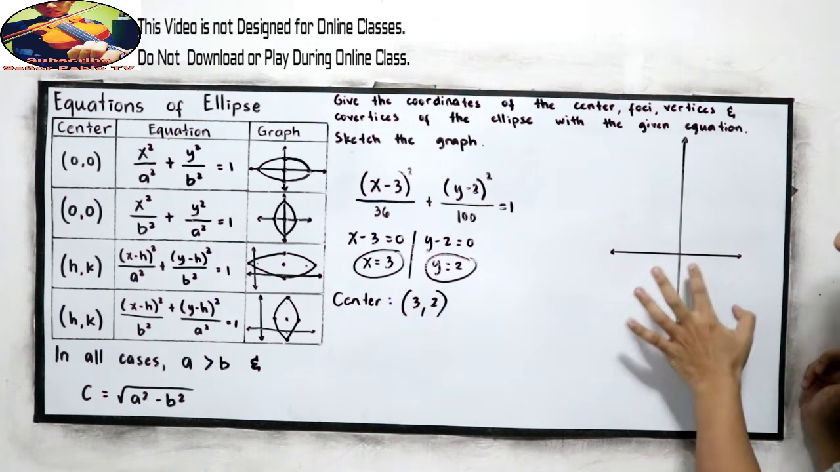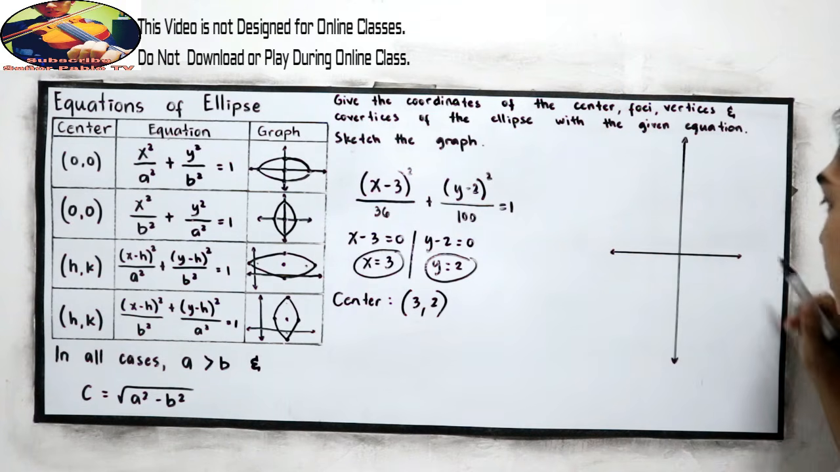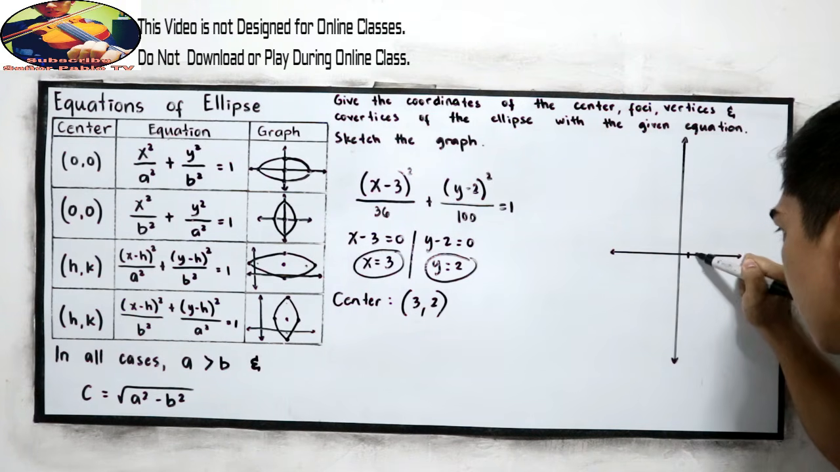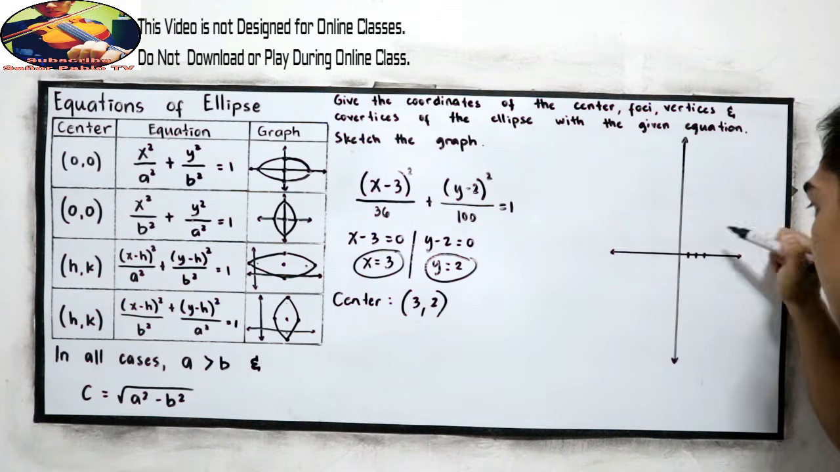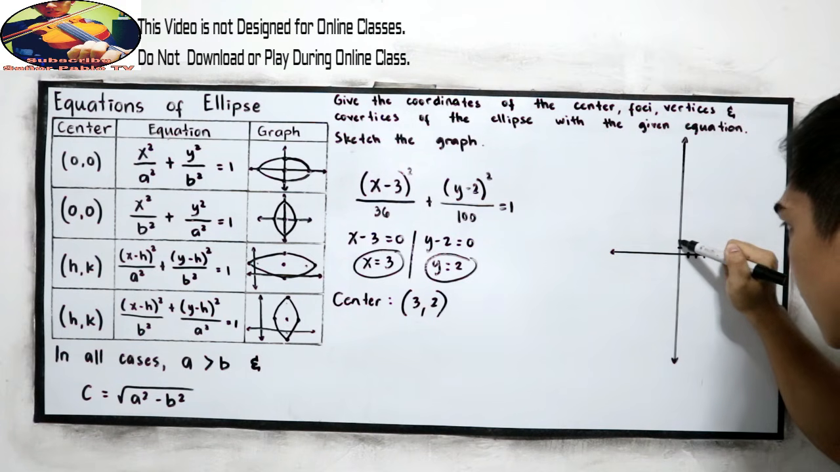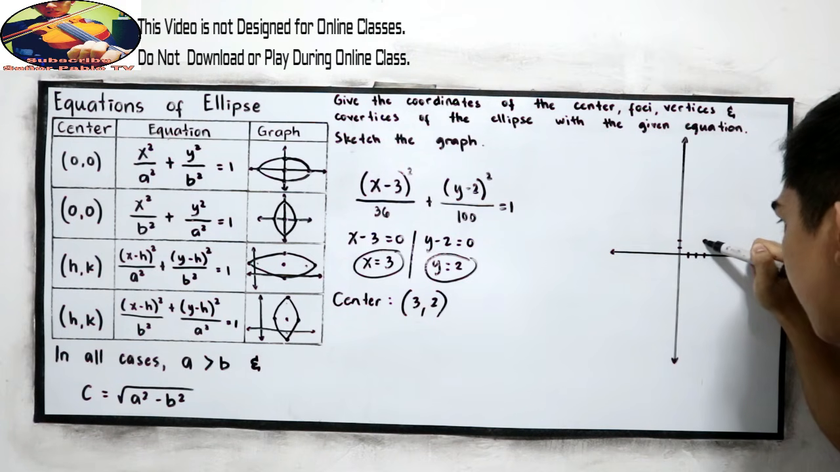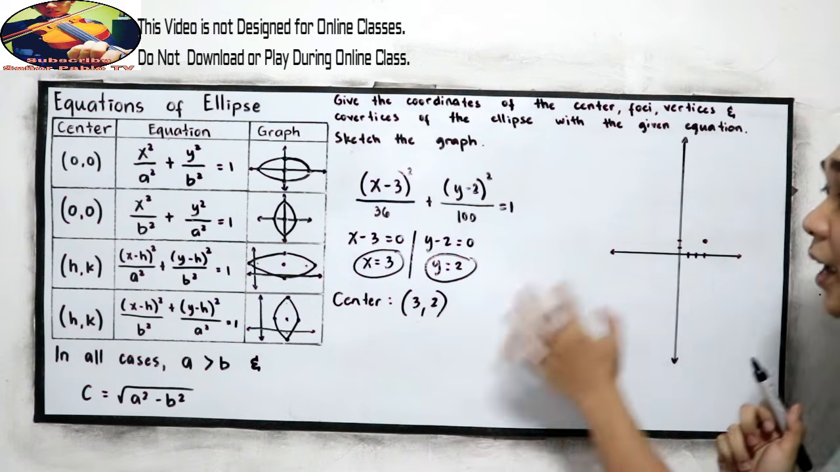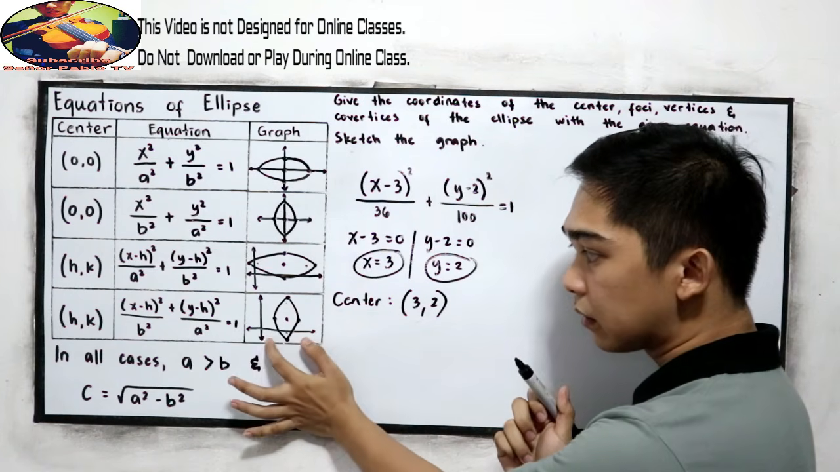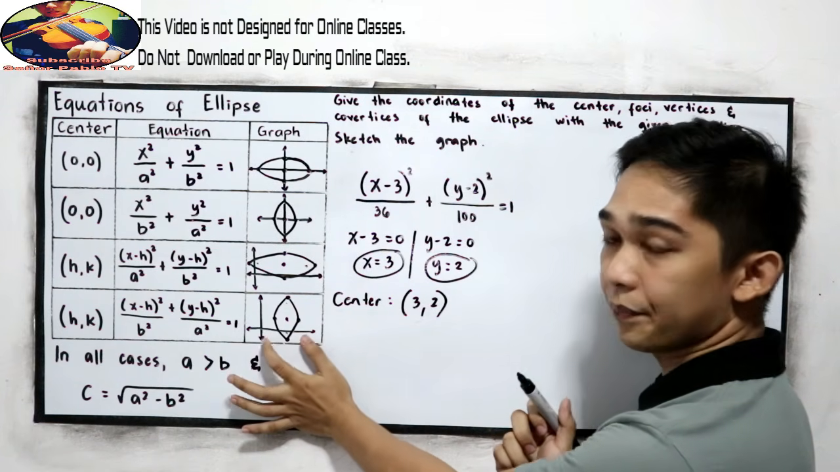Now let us locate in our Cartesian plane. Positive 3, 1, 2, 3. Then positive 2, 1, 2. So this is our center. Again, we are expecting this graph. Okay?